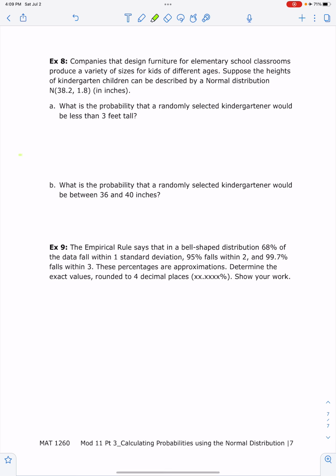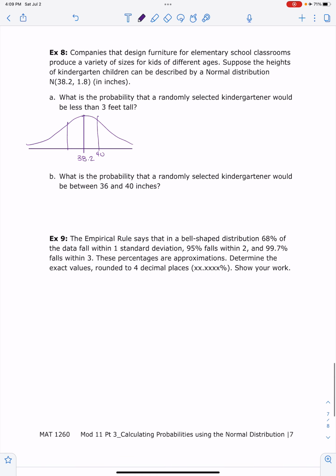So here is my normal distribution. I have a mean of 38.2. I am adding 1 standard deviation, subtracting 1 standard deviation.